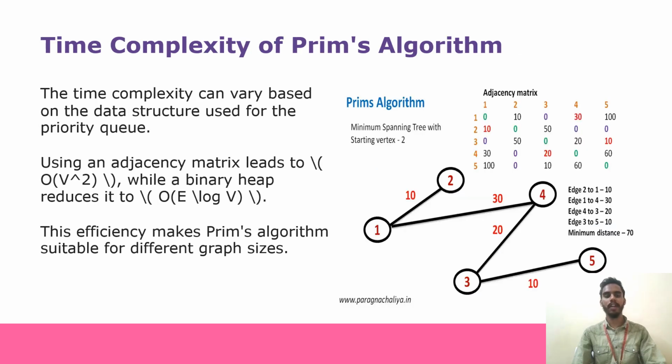Moving forward to the next slide. Time complexity of Prim's algorithm. The time complexity can vary based on the data structure used for the priority queue. This efficiency makes Prim's algorithm suitable for different graph sizes.